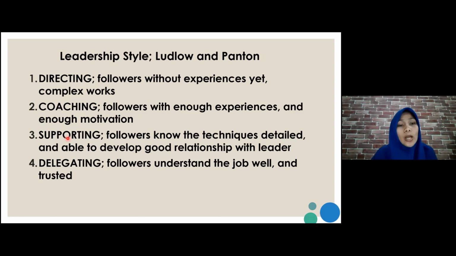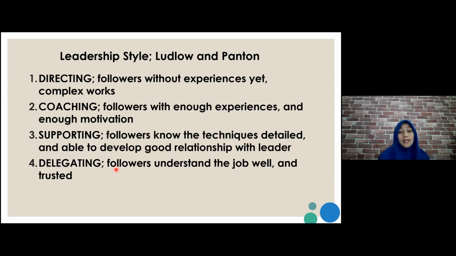And then the third one is the supporting style. Supporting style is for followers who know the techniques in detail and are able to develop a good relationship with the leader. It's the kind of worker who perhaps has known the rules, the job descriptions, and she can communicate with the leader well. So you just give her support, just give her motivation that without me, you can do it. You can do some detailed techniques of the job. Okay, and then the fourth one is delegating.